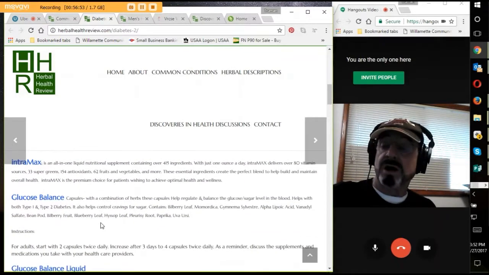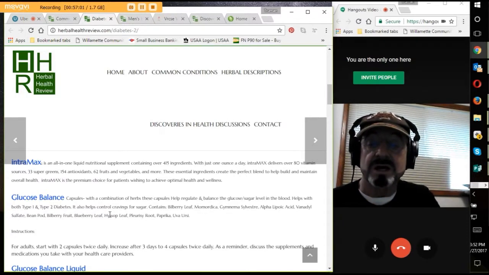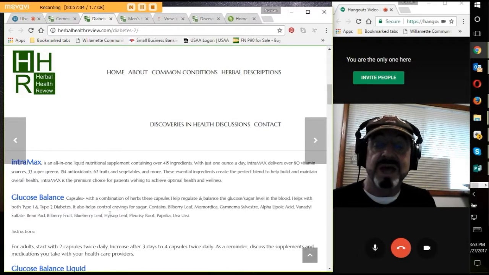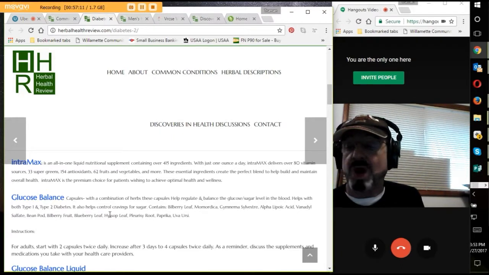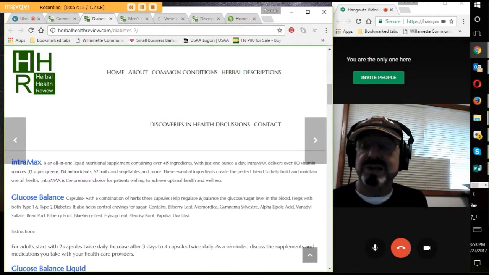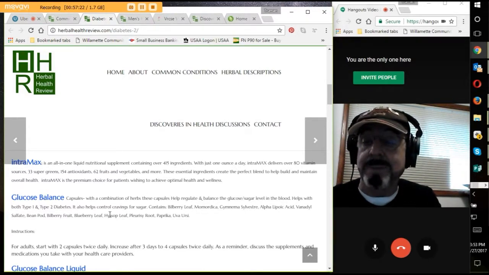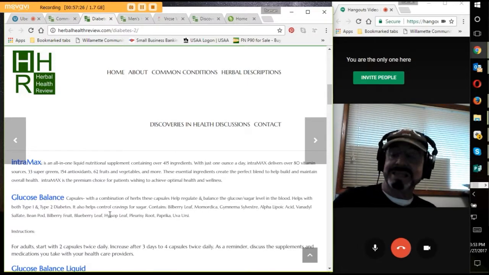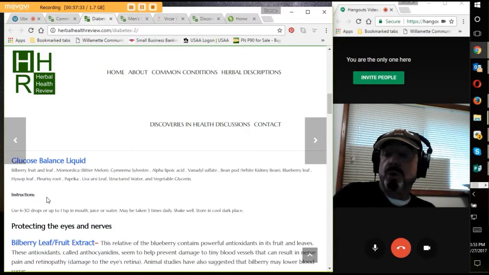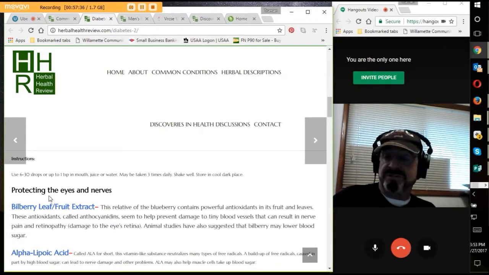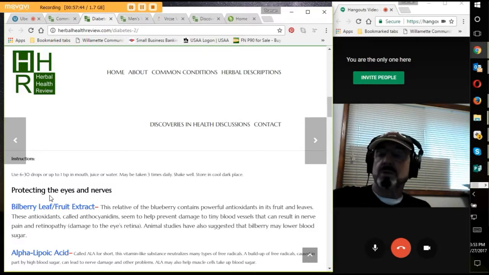But in the meantime, there is a formula that already has combined the Momordica, the Gymnema sylvestre, and they've added bilberry leaf and alpha lipoic acid and vanadyl sulfate and bean pods and bilberry fruit and blueberry leaf and hyssop leaf and pleurisy root and paprika and uva ursi, and that's called glucose balance capsules, and it's also available in a liquid. And when you start doing those kinds of things, people are telling us no more diabetes. There's a video here of testimonies. There is a testimony here about it as well. We'll get into that in a minute.